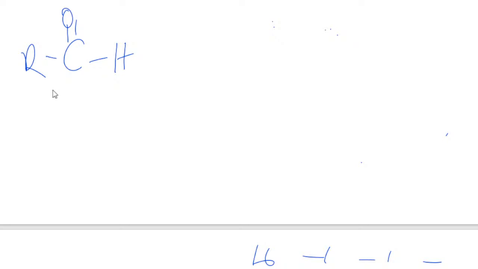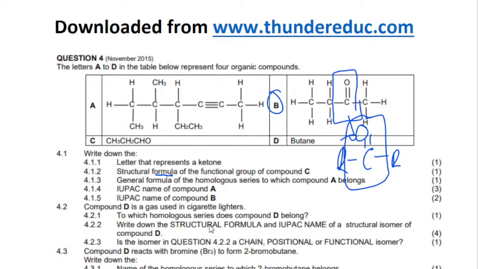So these are just simple questions which anyone can answer, so I'm not going to waste too much time. I want to take more time when it comes to chemical equilibrium, acids and bases, those questions which require more and more calculations. Then we go to the general formula of the homologous series.